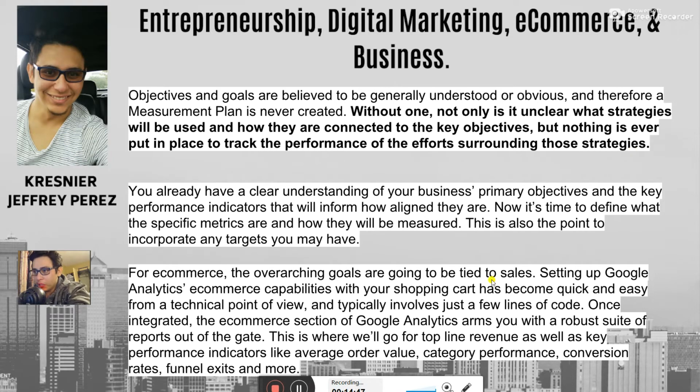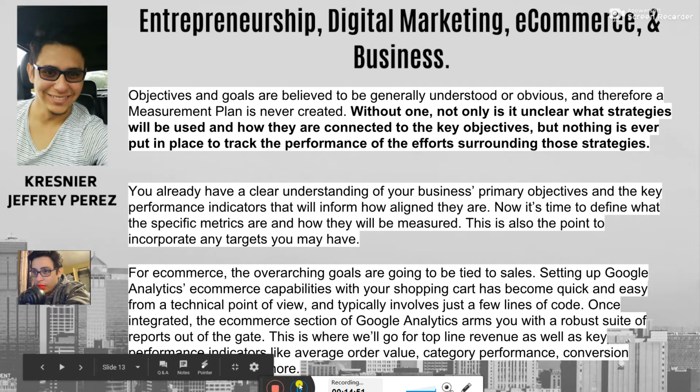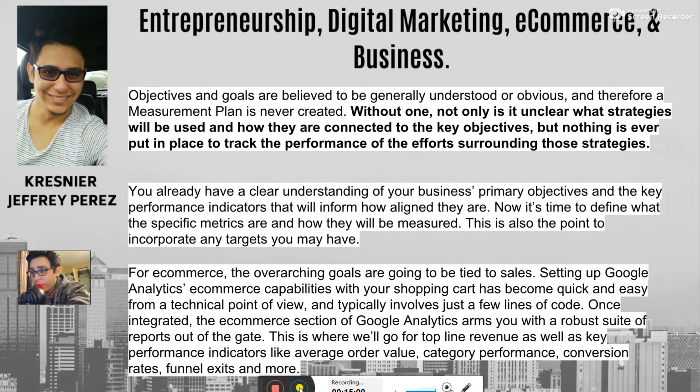So you have a clear understanding of your business primary strategies and the key performance indicators that will inform how aligned they are. Now it's time to define what key metrics are and how they will be measured. This is also to incorporate any new targets you have. So for an e-commerce site, the overarching goals are going to be tied up to sales, right?